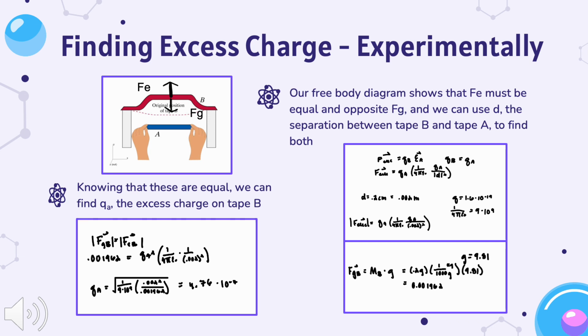From this free body diagram, we can see that the electric force is pointing in the y-hat direction and opposite of the gravitational force. This means we can deduce that they must be equal in magnitude. Knowing that they are equal, we can run calculations to find the excess charge of A on tape B.